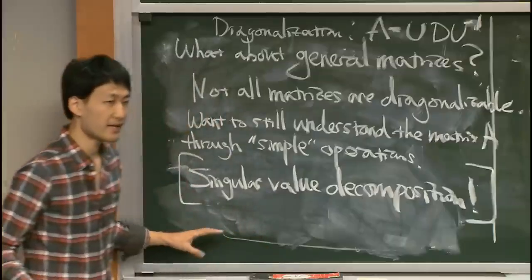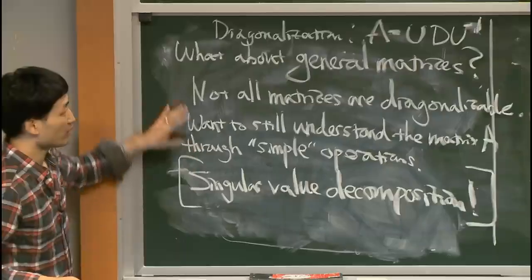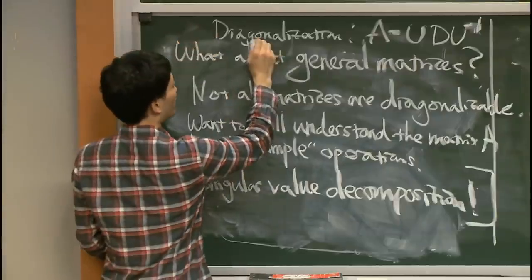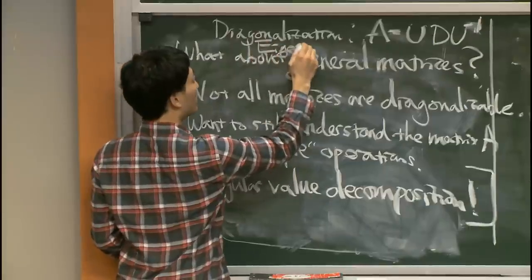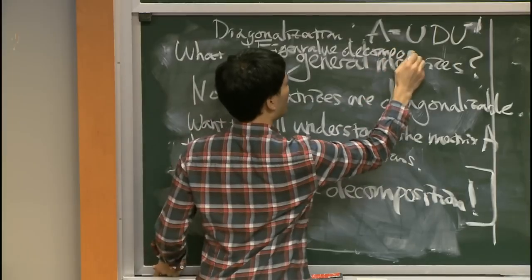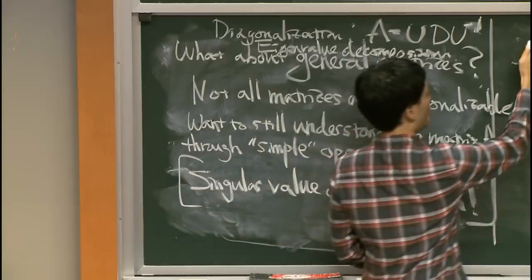So this will be our second tool of understanding matrices. It's very similar to diagonalization, or in other words, what I call eigenvalue decomposition. But it has a slightly different form. So what is its form?